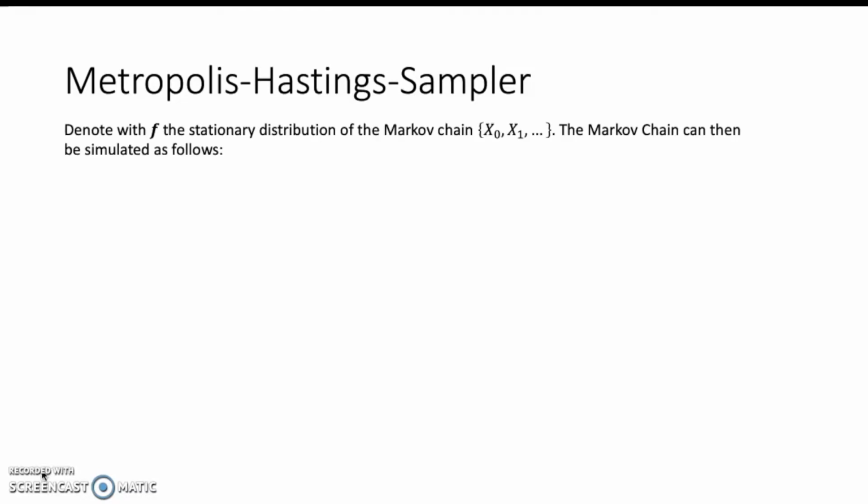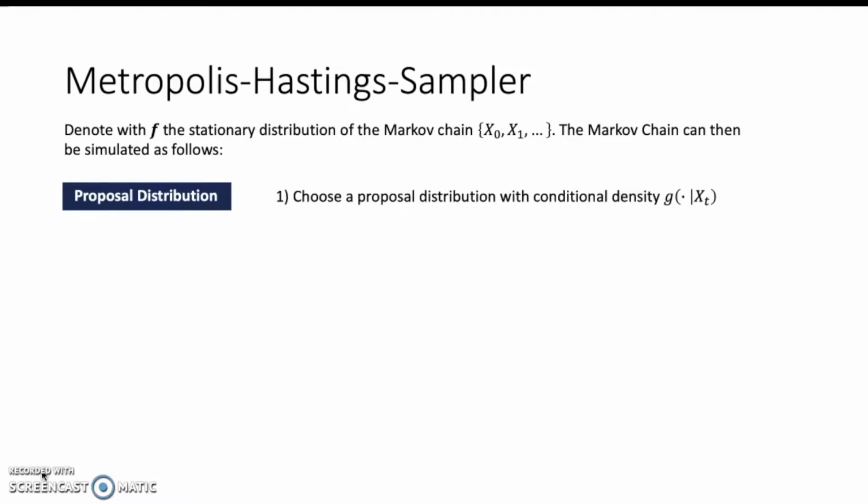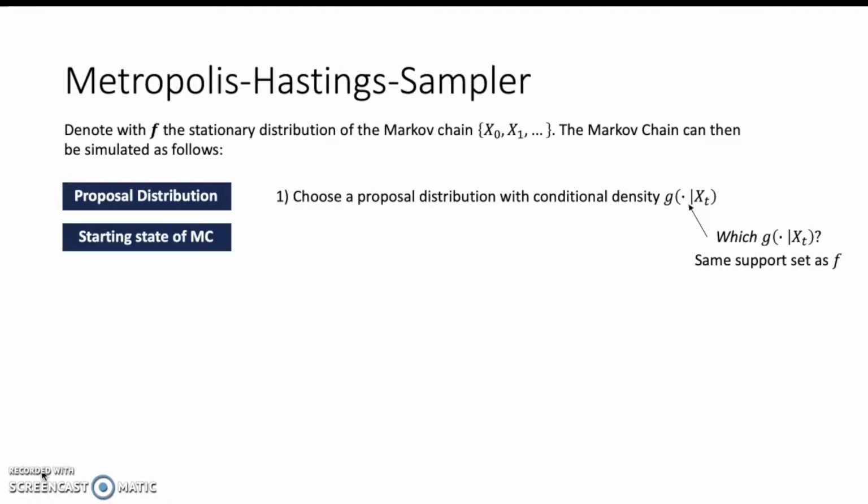So this is the Metropolis-Hastings sampler. We denote with f the stationary distribution of our Markov chain, and then the Markov chain can be simulated as follows. You first choose a proposal distribution with a conditional density g(x_t). So the first question is, which g should I choose? And it turns out that if you choose a proposal distribution which has a density with the same support set as f, you should be fine in terms of convergence.